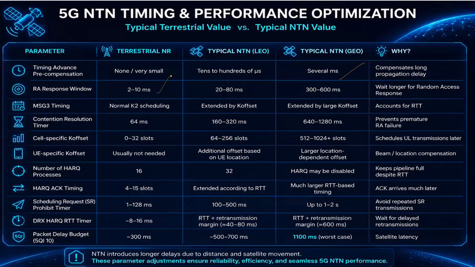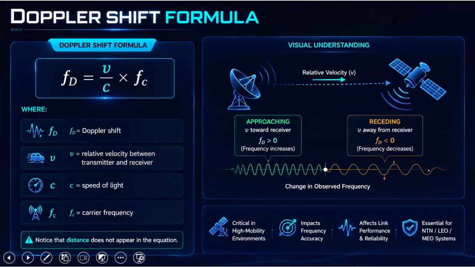Then we have the cell-specific K offset. In TN, we have 32 slots, in NTN up to 256 slots, and in GEO there can be many slots. The HARQ processes are also increased from 16 to 32, but in case of GEO, HARQ is disabled, and we have already discussed the benefits of disabling HARQ. We also discussed the prohibit timer. In TN it is 128 milliseconds, but in GEO it is increased up to 1 to 2 seconds.